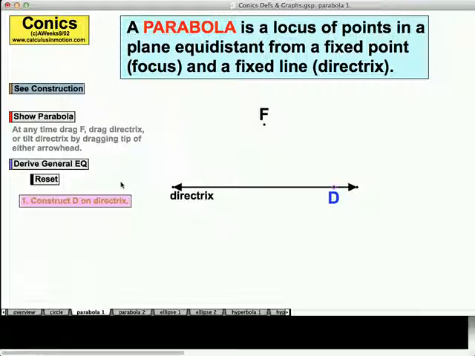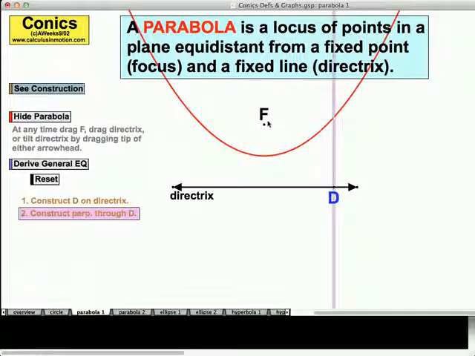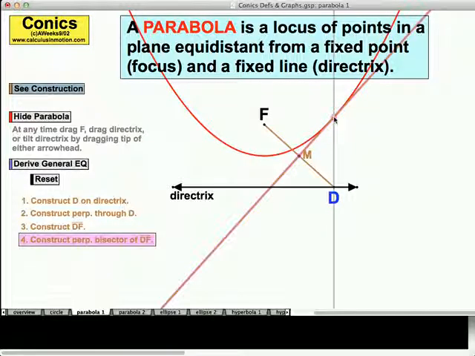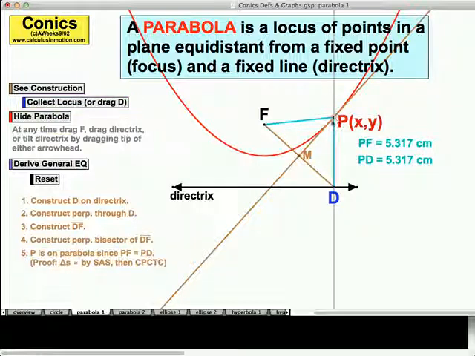So let's show the parabola. And what this is showing is that this distance to this point is going to be the same as the distance from the focus to that point. They're actually doing some crazy construction of a parabola right here, but that's fine. So those 2 blue distances are the same.